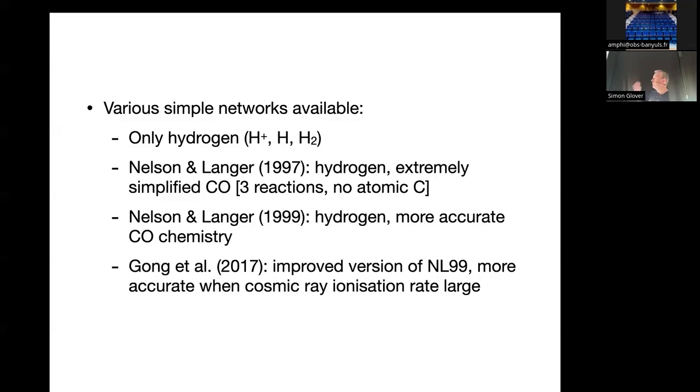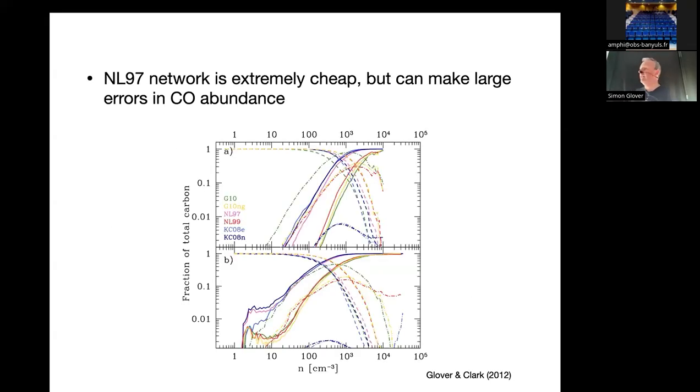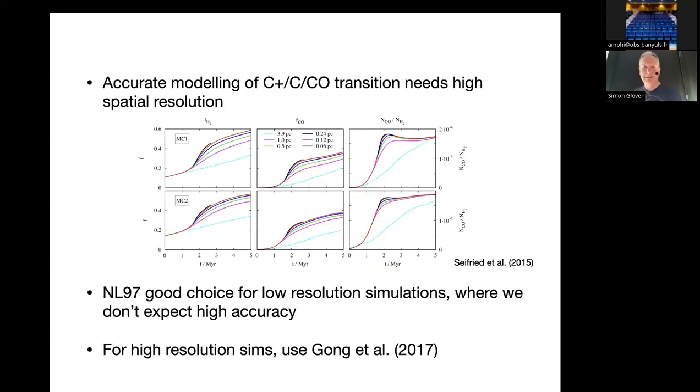And then Munan Gong back in 2017 improved on that further and made it more accurate when, for instance, the cosmic ray ionization rate is large. So right now, if you want something fast, I would suggest using this one. If you want something accurate, then use this one. I think on grounds of time, I'll skip over that.